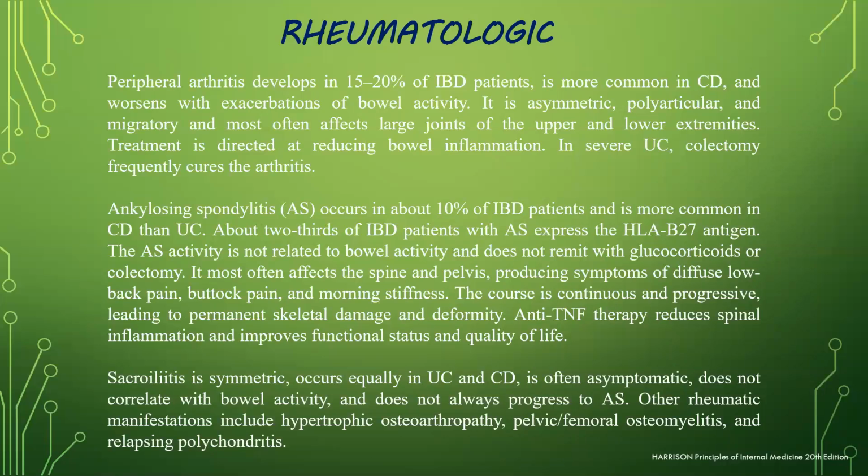Anti-tumor necrosis factor therapy reduces spinal inflammation and improves function, status, and quality of life. Sacroiliitis is symmetric, occurs equally in ulcerative colitis and Crohn's, and is often asymptomatic. It does not correlate with bowel activity and does not always progress to ankylosing spondylitis. Other rheumatic manifestations include hypertrophic osteoarthropathy, femoral osteomyelitis, and relapsing polychondritis.